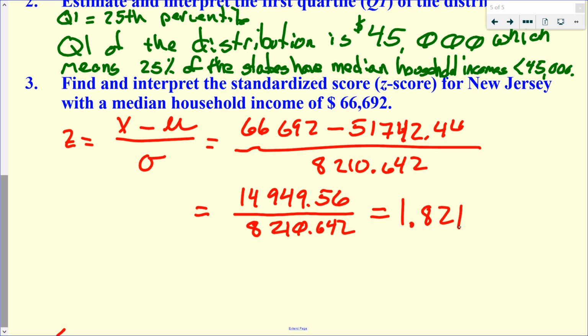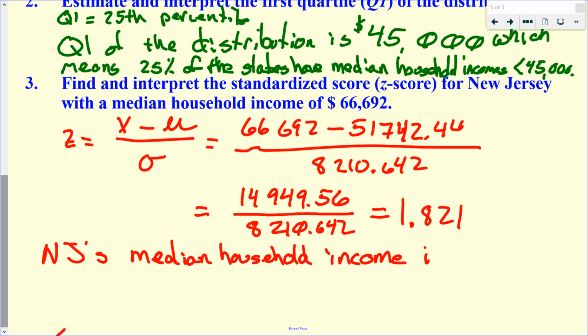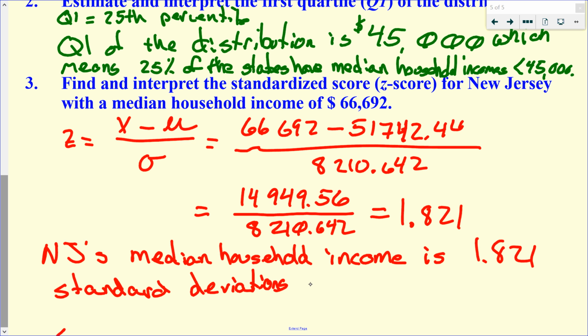So this tells us that New Jersey's median household income is 1.821 standard deviations above the country's mean. So that does put New Jersey among some of the wealthier states in this union.